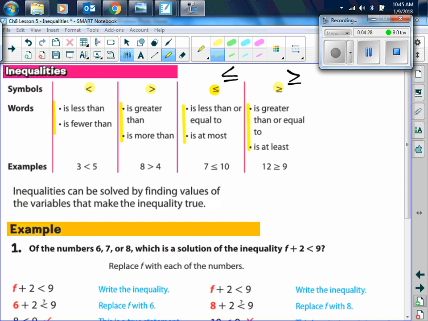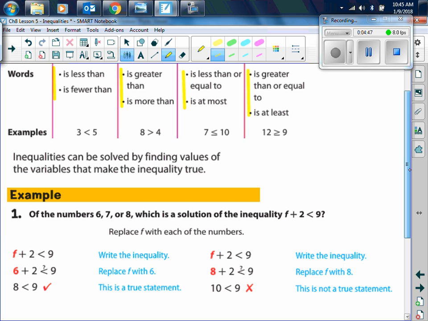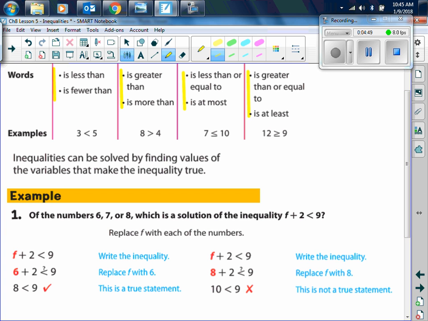Alright, so inequalities can be solved by finding values of the variables that make the inequality true. If that number will make the statement true, then that number is a solution to the inequality. Okay, so for example, example 1, it says, of the numbers 6, 7, or 8, which is the solution of the inequality f plus 2 is greater than 9?